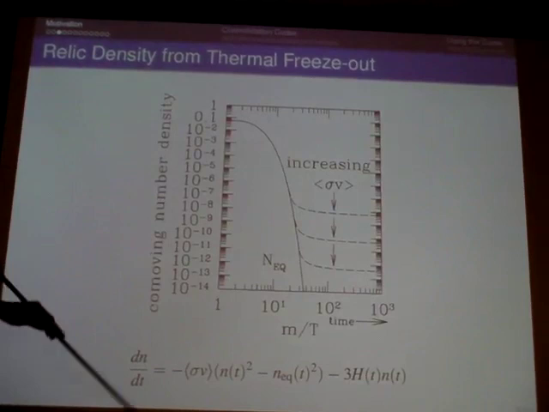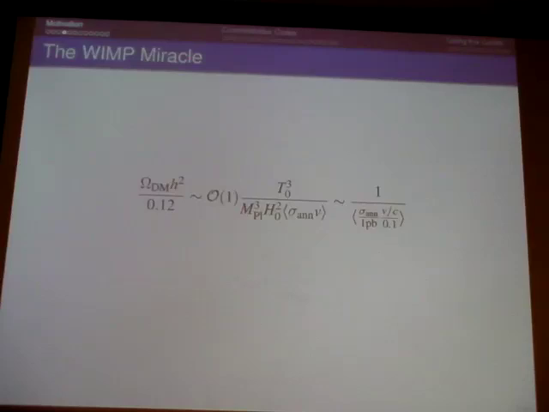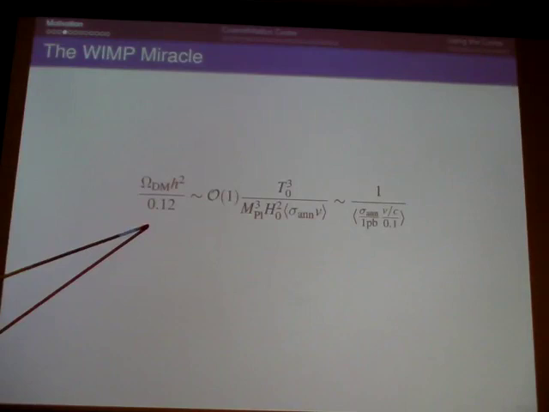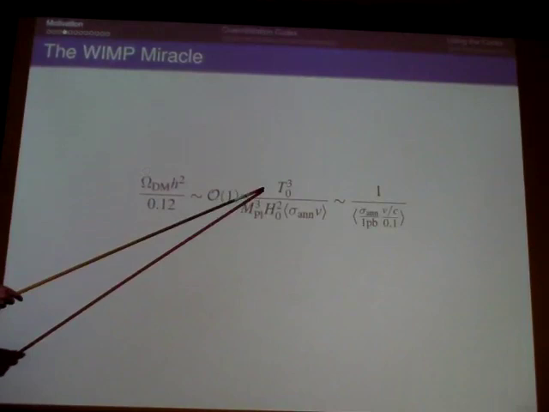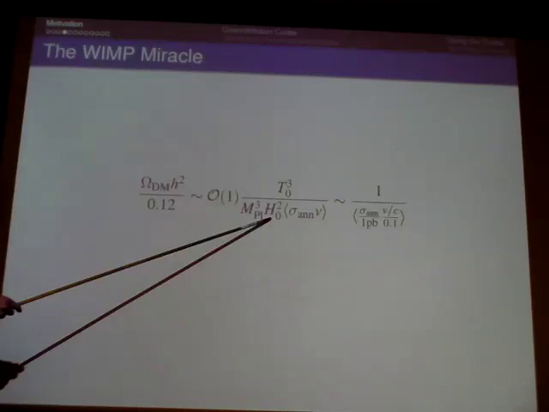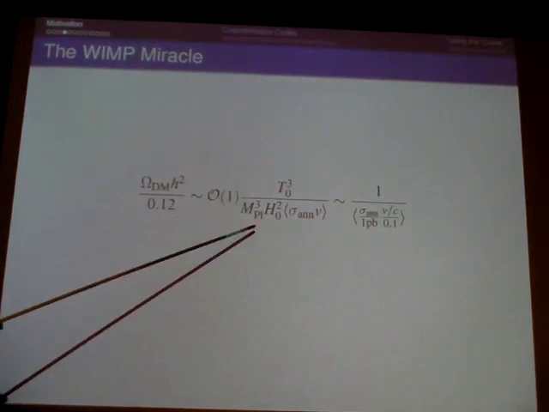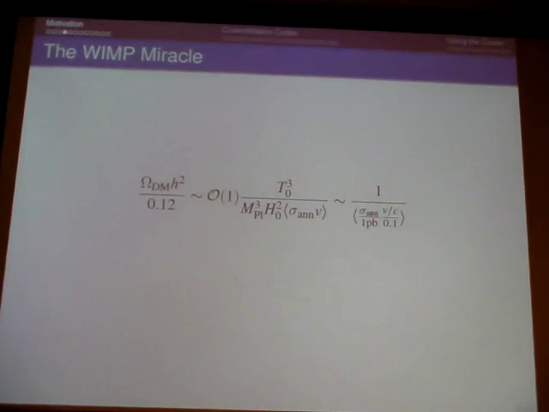From the Boltzmann equation, we can do some approximations and solve it analytically. When you do that, you find that the relative density, which is currently this 0.12, is some order one factor times the current temperature of the universe cubed over the Planck mass cubed times the current Hubble constant squared times the thermally averaged cross section. These numbers a priori have nothing to do with each other, and they're very different in magnitude. We talk about different physics.